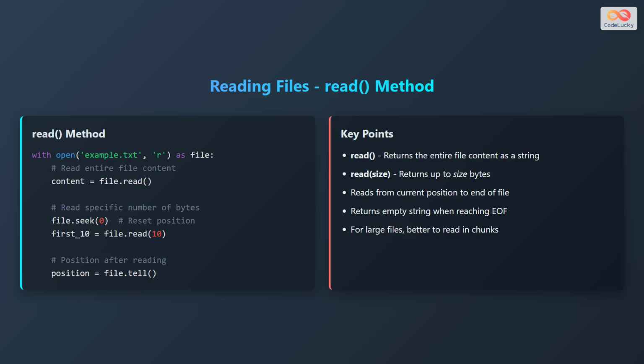On the right, there are key points. The read method returns the entire file content as a string. Read with a size argument returns up to that many bytes. It reads from the current position to the end of the file, and returns an empty string when it reaches the end of the file. For large files, it's better to read in chunks to manage memory efficiently.